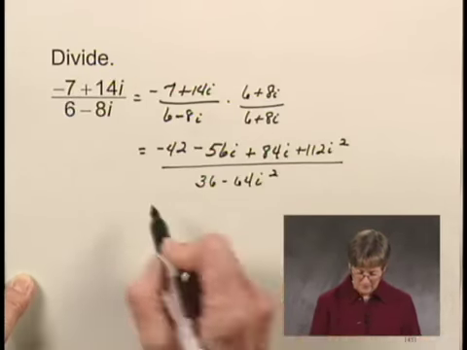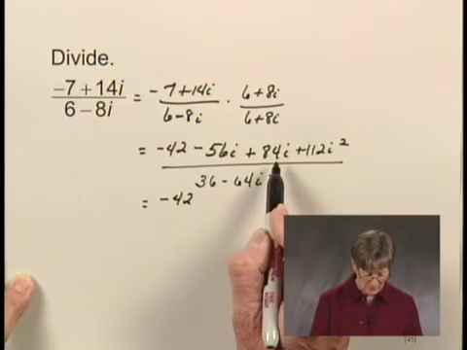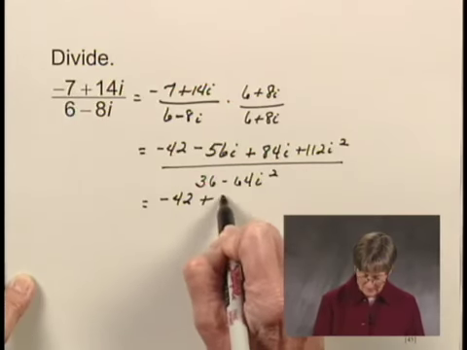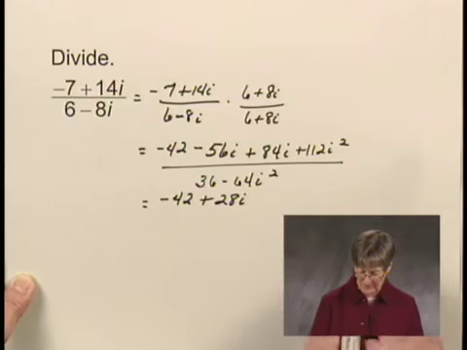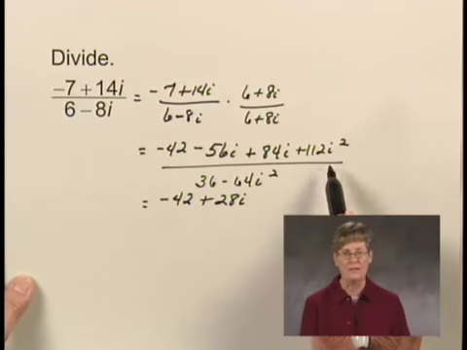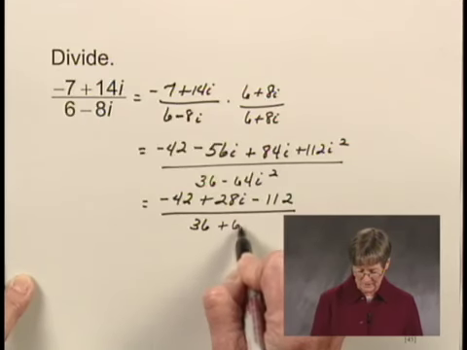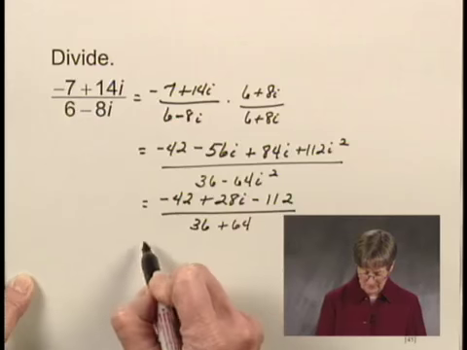Now let's see if we can simplify this. In the numerator, I'll have negative 42. Negative 56i plus 84i is going to be 28i. So I have plus 28i. And 112 times i squared is 112 times negative 1, so I would be subtracting 112 here. And in the denominator, I have 36. i squared is negative 1, so I have minus 64 times negative 1, or plus 64 in the denominator.